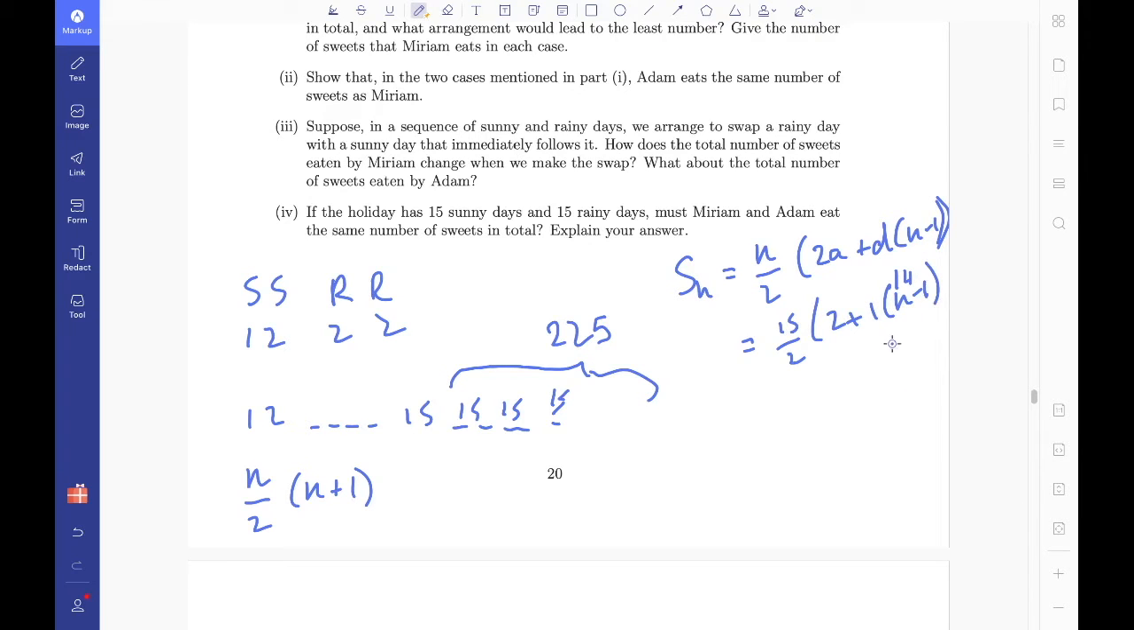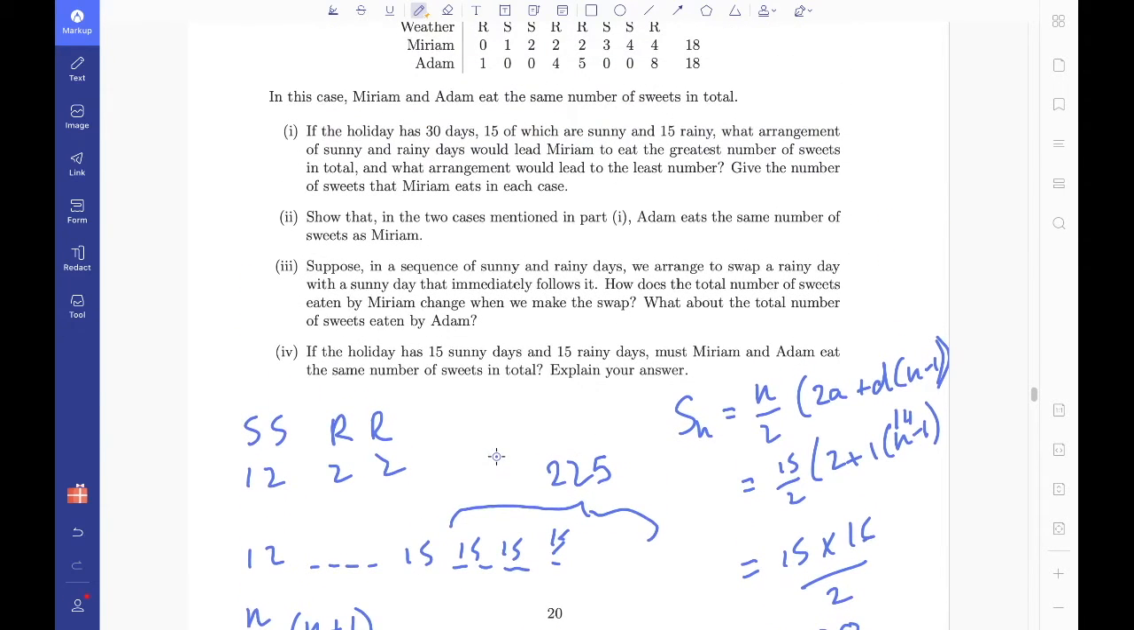So it's going to be 15 times 16 divided by 2, so that's 8 times 15, so that's 4 times 30, which is 120. So the answer is 120 plus 225, which is 345. So that's the maximum she eats. She eats a maximum of 345 sweets, and that happens when you move all of the sunny days to the front.